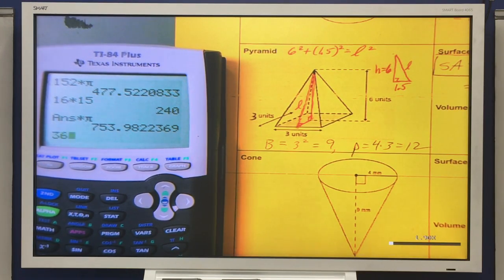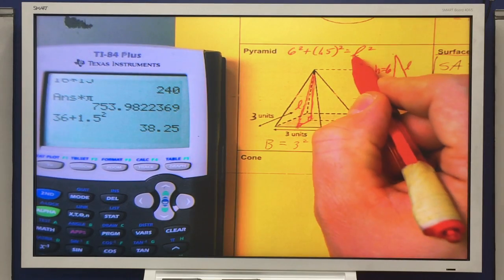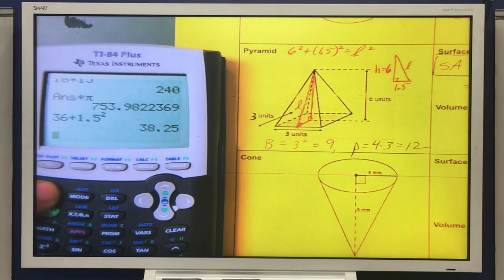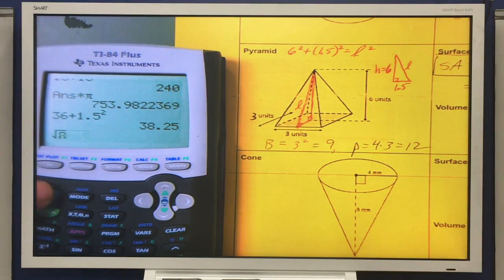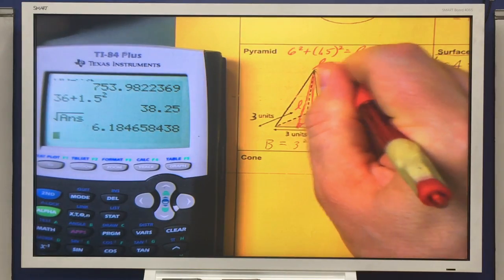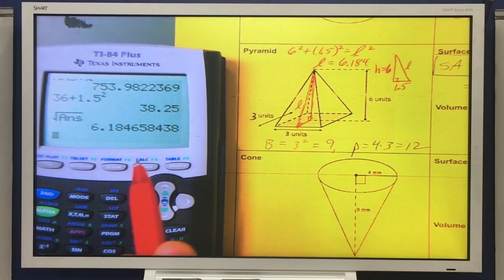6 squared is 36 plus 1.5 squared. That's a grand total of 38.25. So the slant height squared is 38.25. So I have to get the square root of that answer, and I get that the slant height is 6.184. I'm going to leave that decimal on my calculator.